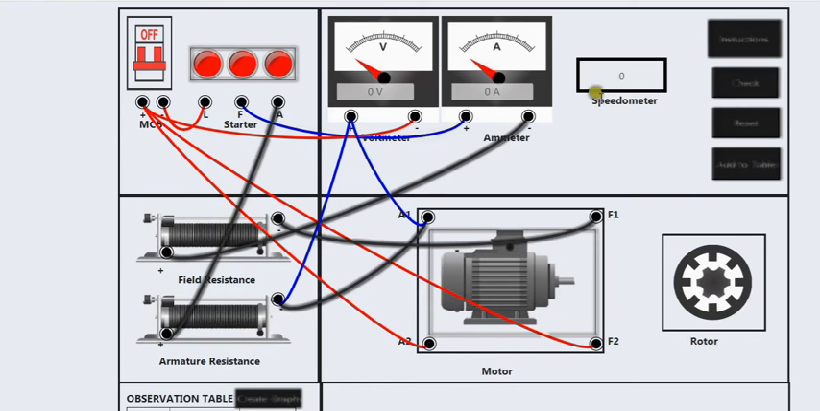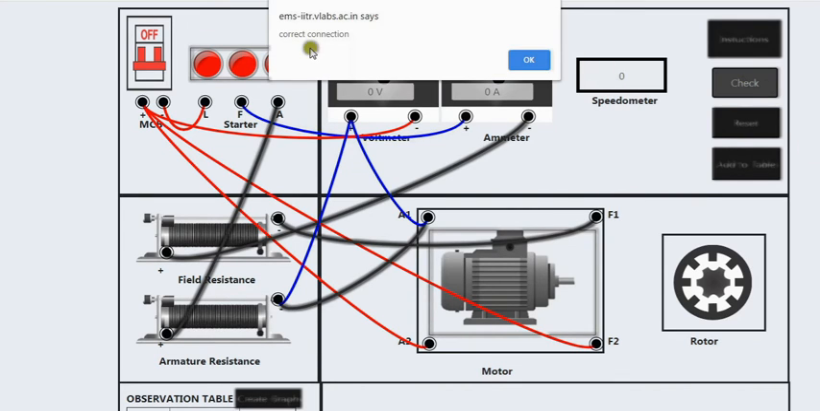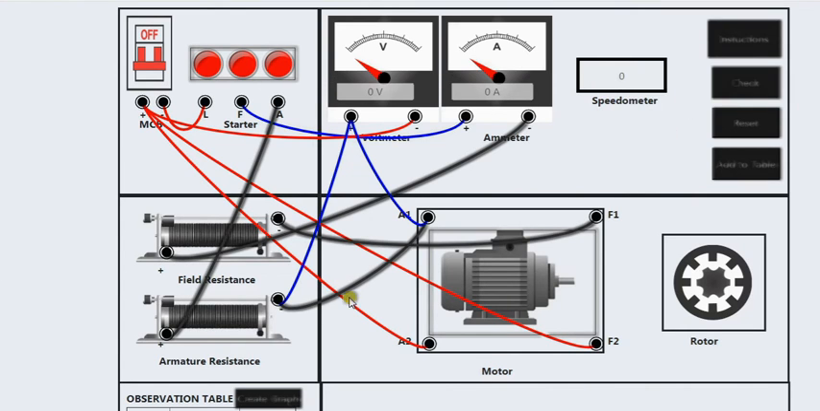Now we have to check whether we have connected this circuit in the correct manner. Click on this check, and it will tell you the correct connections. Now click on the MCB, and it will get switched on and the motor is running. You can see the rotor is running, and this is the minimum resistance applied in the armature circuit.